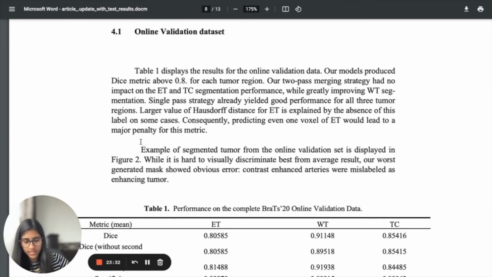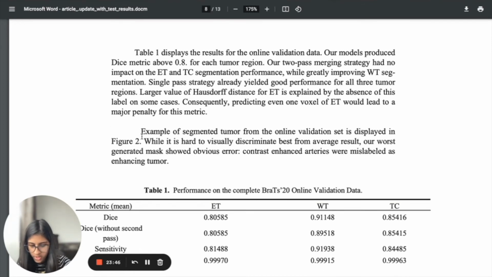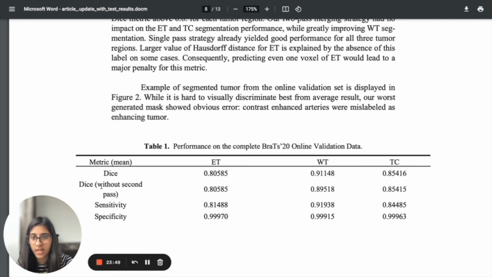This is very important because now we're actually at the part where we have the validation and the testing. So how good is the model actually doing? Over here, this is what it shows. This is the dice, and this is the dice without the second pass.